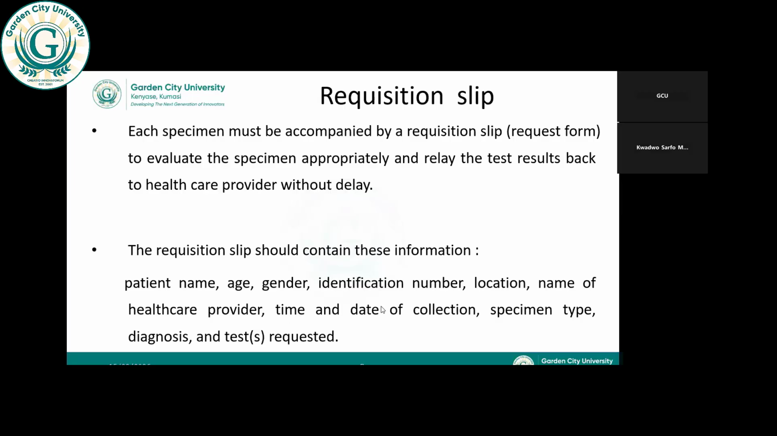The time of the sample or the specimen collection, the date as well, is very, very important. Especially when the sample is being transported, so that we can calculate how long the sample or the specimen has taken to get to that site. And the request should also indicate the test needed.